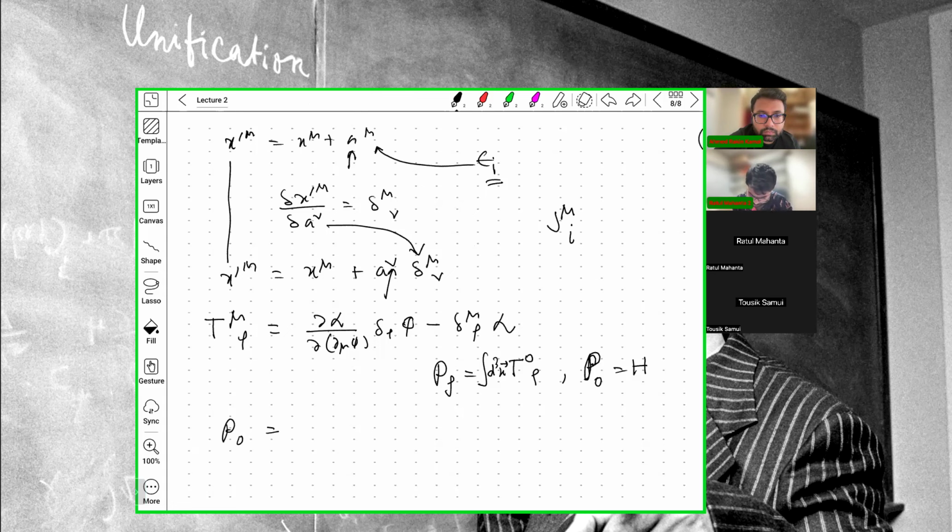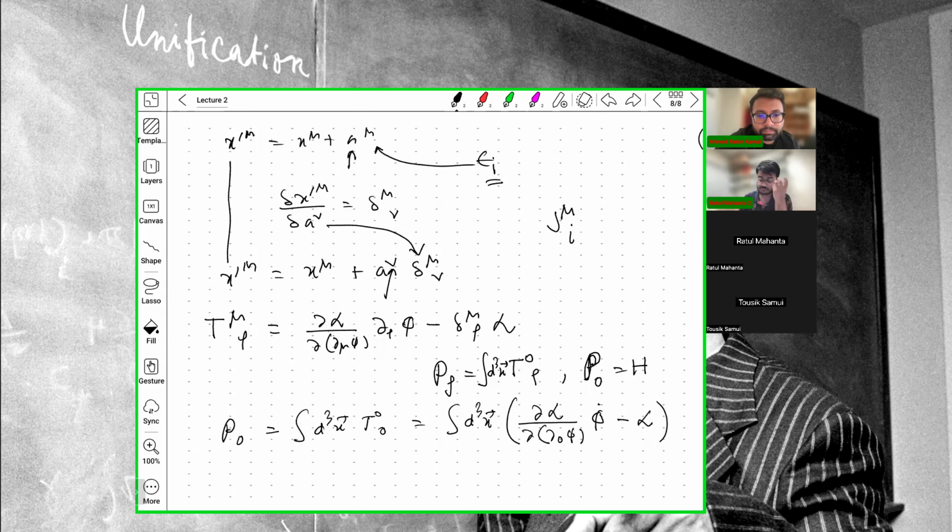Yeah, for the zeroth component, it would be the integral d^3x of T^00, and this is nothing but d^3x of ∂_0 φ times ∂_0 φ, so this is, I should say, φ dot, minus L. This is the Hamiltonian density.